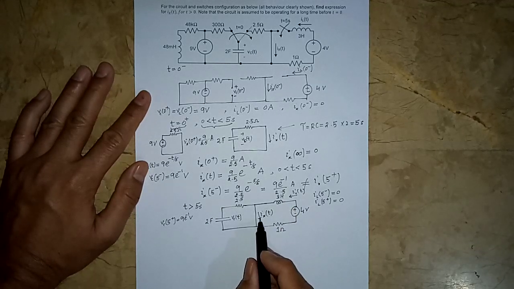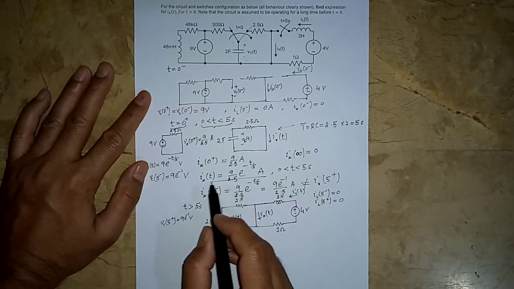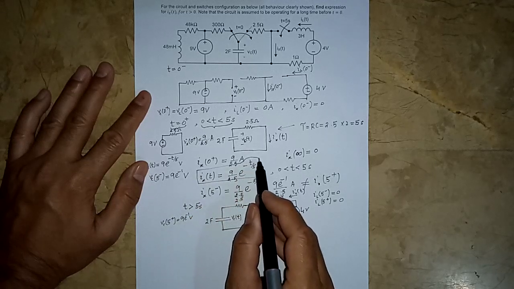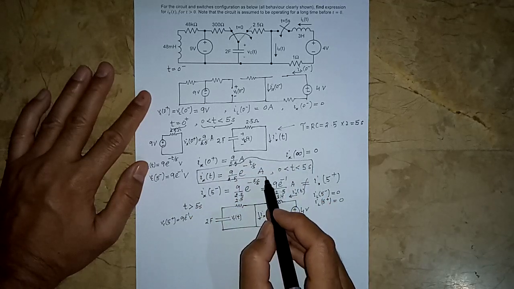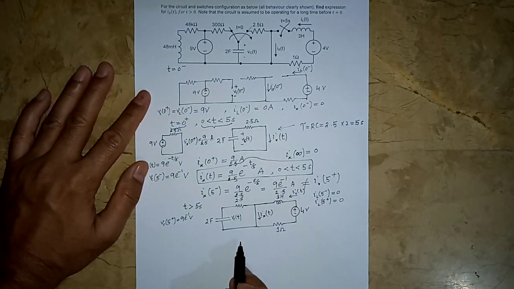So now here we have to find the expression for this current. Remember, we have come up with the expression for current for a particular interval because we have to find it for all time t greater than 0. From 0 to 5 we have found. Now solving the circuit, we are going to find the expression for Ix(t) for t greater than 5 seconds.